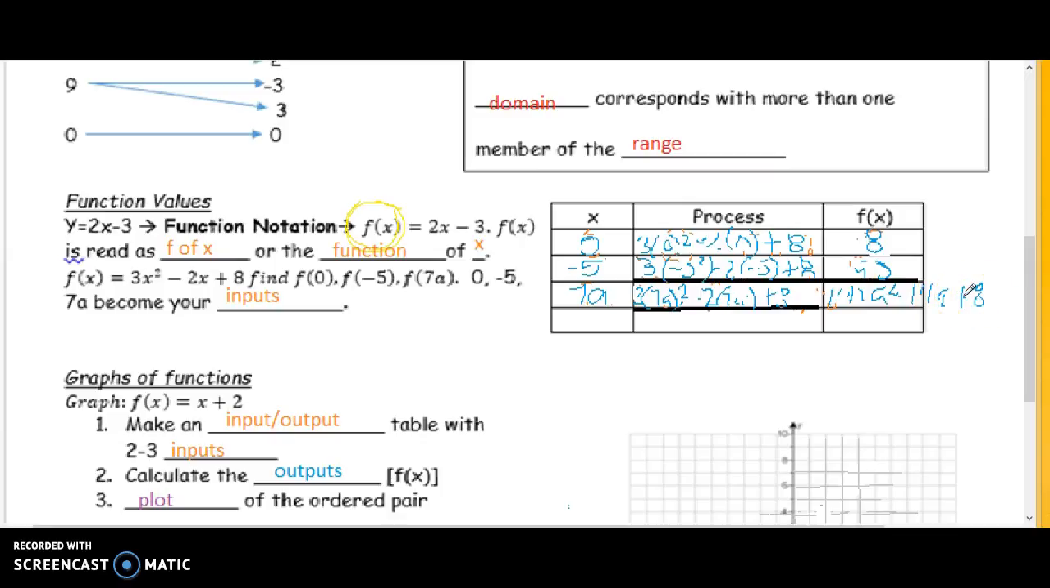7a squared becomes 49a squared times 3 is the 147a squared. Then you have negative 2 times 7 gives you the negative 14a, and then the plus 8. So these would be the values of my function at those given inputs.